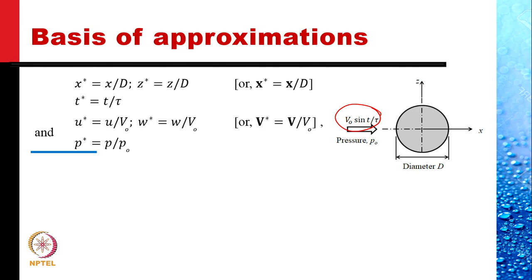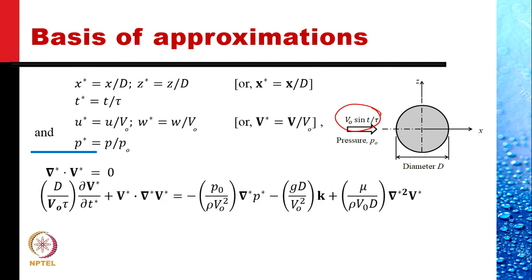If we introduce this transformation in the equations for the governing flow, which include the continuity equation and the Navier-Stokes equation, the equations become this. For incompressible flow, this is the continuity equation, and this is the Navier-Stokes equation in the normalized variables: x star, z star, t star, u star, w star, and p star.